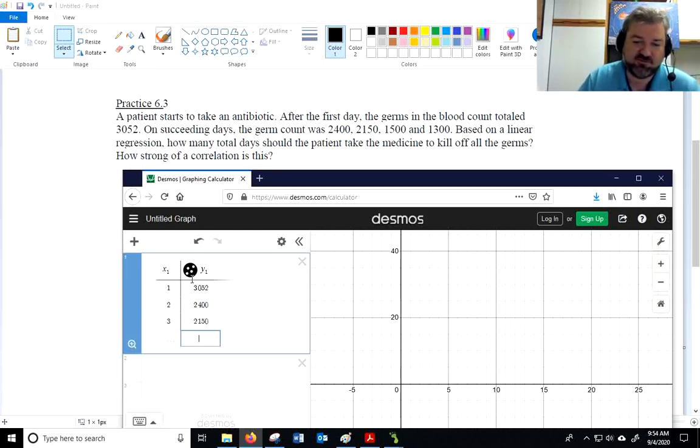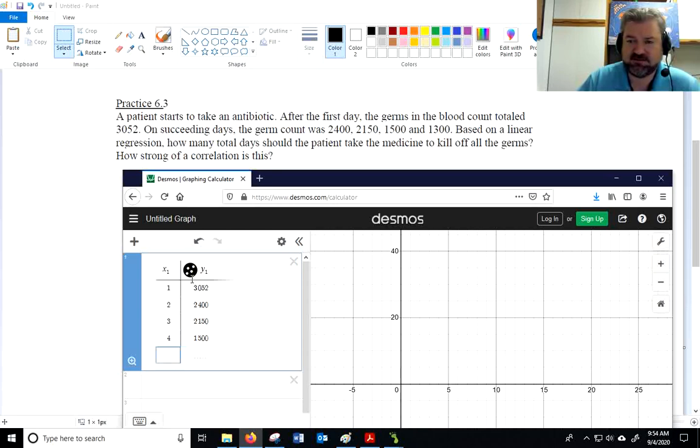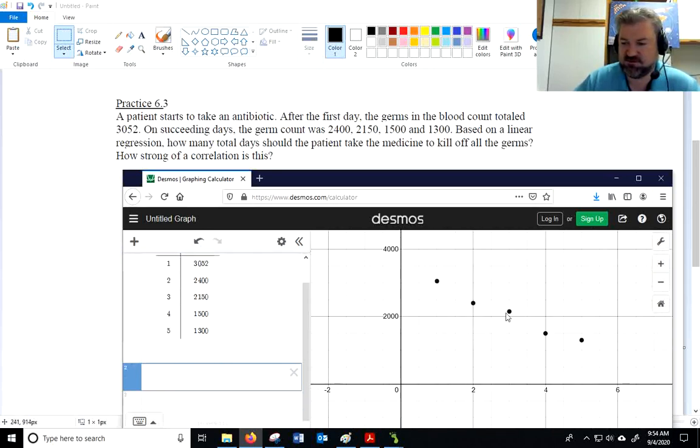As far as I know, you could actually put them in the other way. You could put the days for the Y and the germs for the X, and we should get the same answer. So that should not make a difference. But it seems to me more logical that the amount of germs depends on the number of days you've been taking the antibiotic.